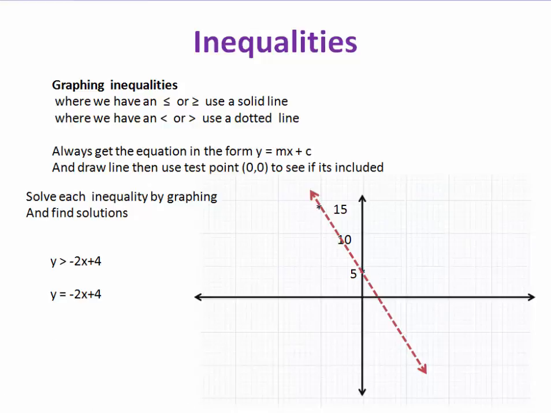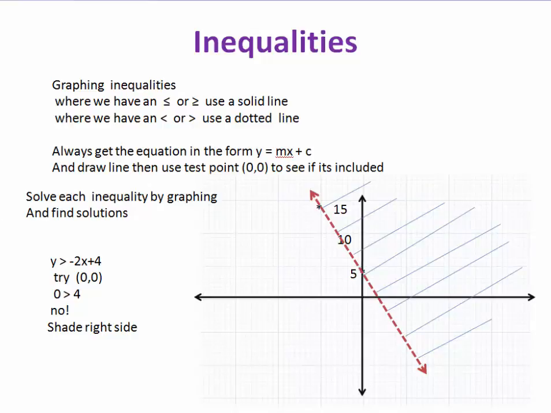Then decide which area to shade using our point 0, 0. So we're going to use this point, put it into our inequality. So this becomes 0 is greater than 4, which isn't true. So this doesn't lie in our solutions. So we're going to shade this side of our dotted line. So let's just do that. Okay, so all the points here are a solution to this inequality.